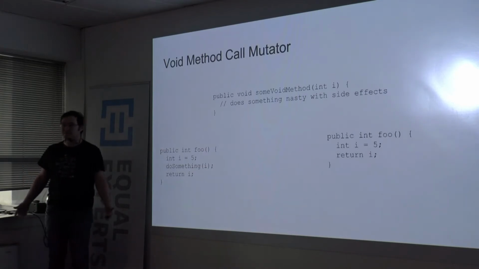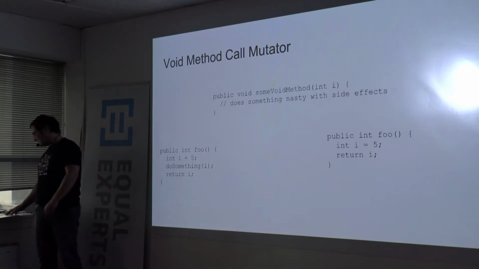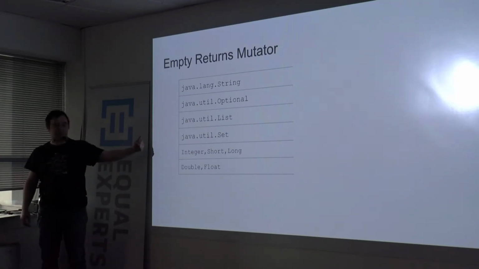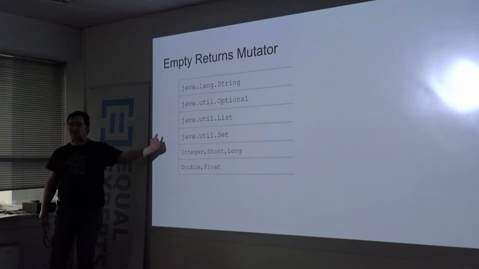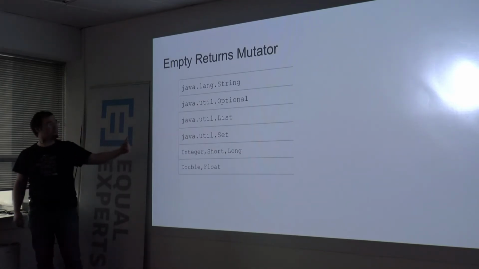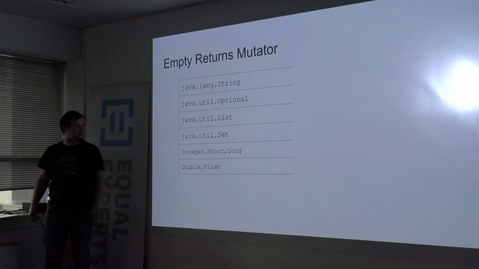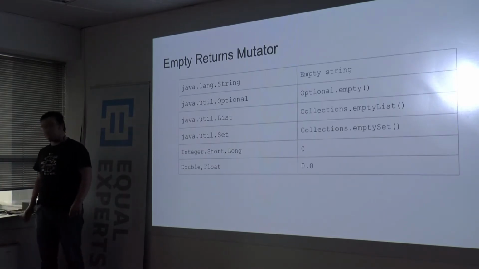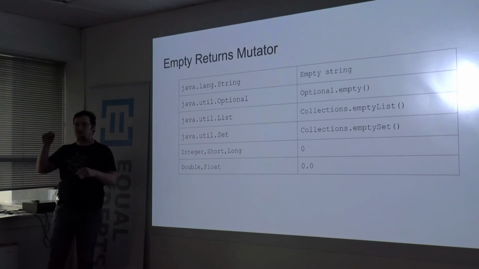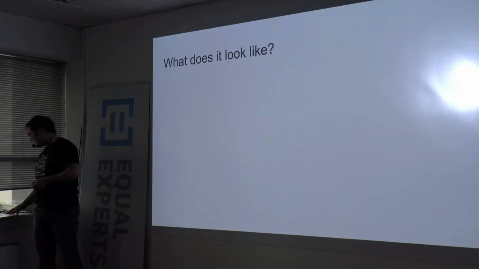If no test fails. We've mentioned the mutations on return values for primitive types, but there are also built-in mutations for collections and optionals. The usual suspects: if you have a method that returns a string, it just goes there and replaces the code to just return an empty string.